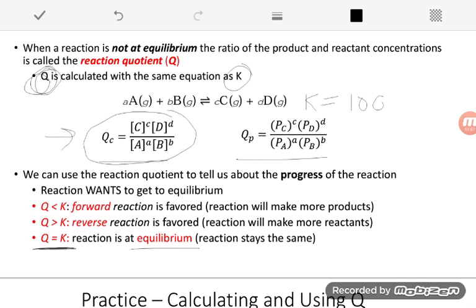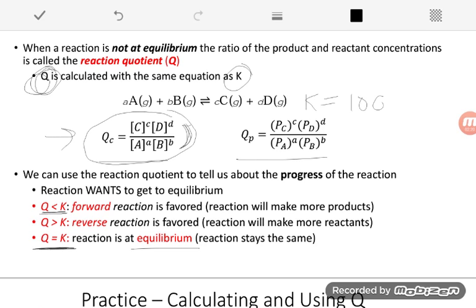But let's say Q does not match K. That means I don't yet have that ideal ratio of products over reactants, so I must not be at equilibrium yet. And I can not only determine that, but I can actually figure out, do I need to make more reactants or do I need to make more products to get to equilibrium? So we have basically two scenarios.